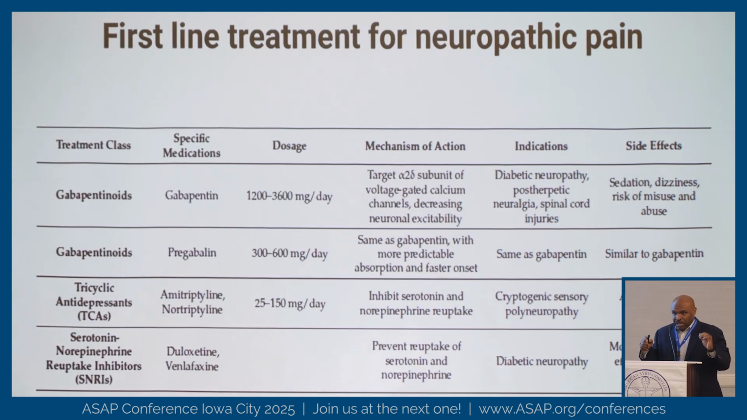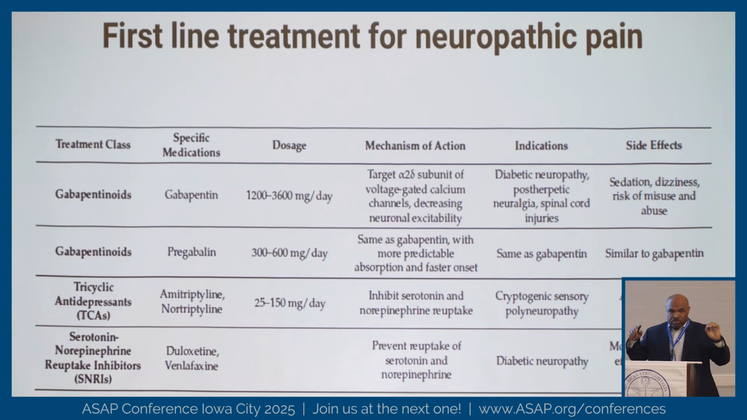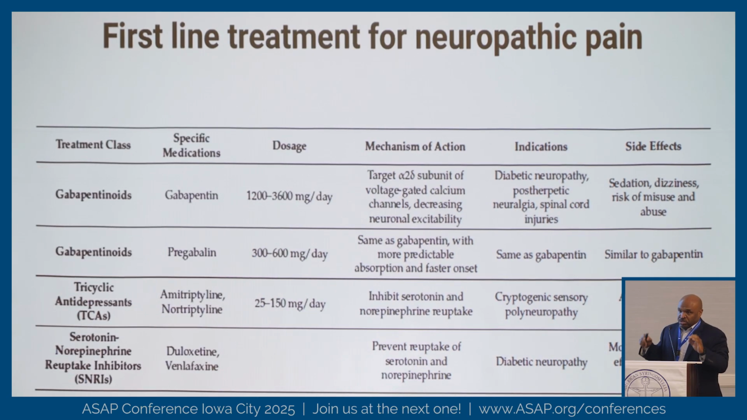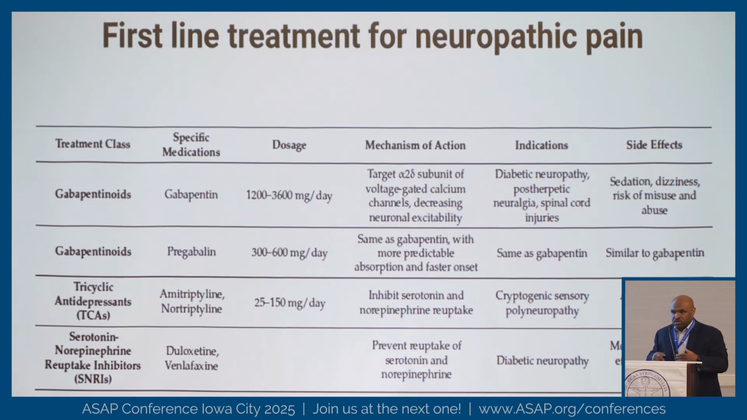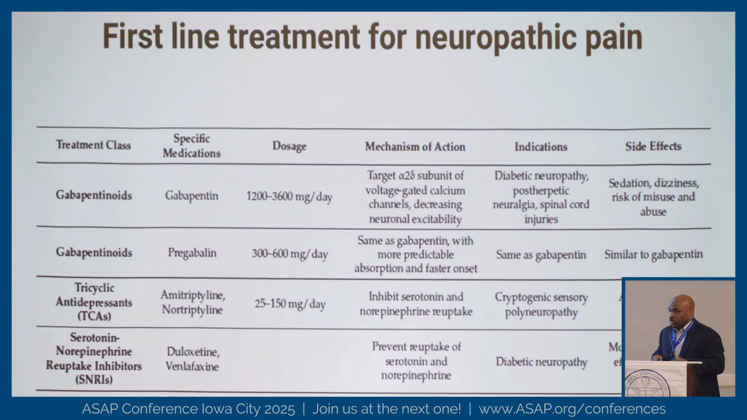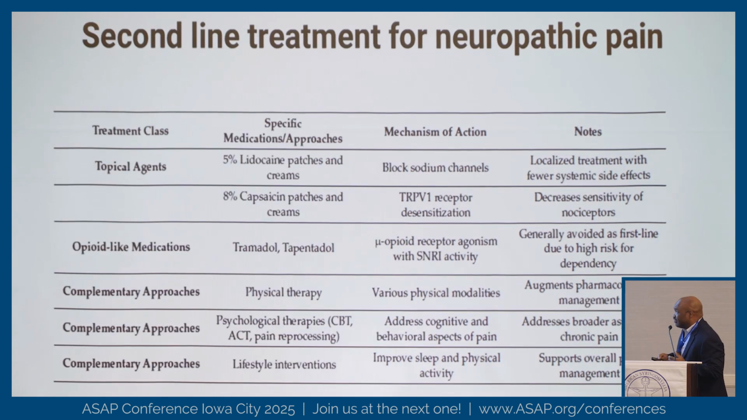But if you remember, that descending inhibition from the brainstem was coming down to the cord, supplying norepinephrine and serotonin. And so with these medications, maybe you're increasing the amount of those neurotransmitters in the cord, maybe improving pain.